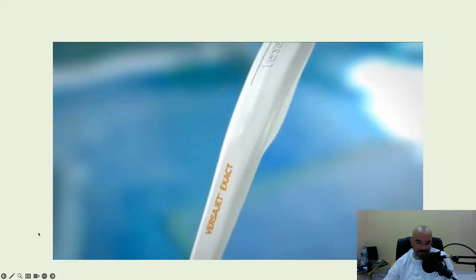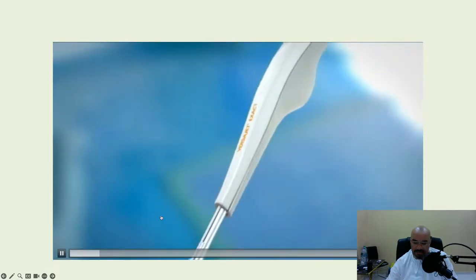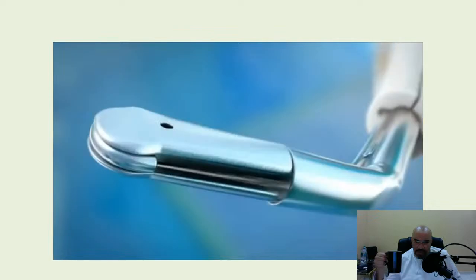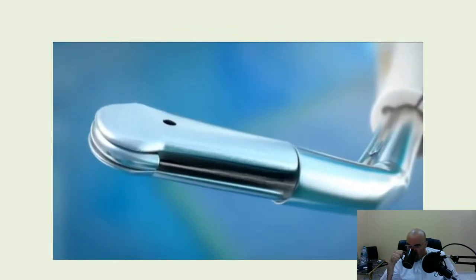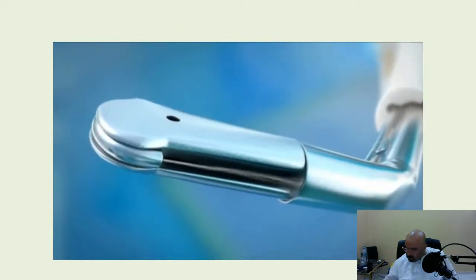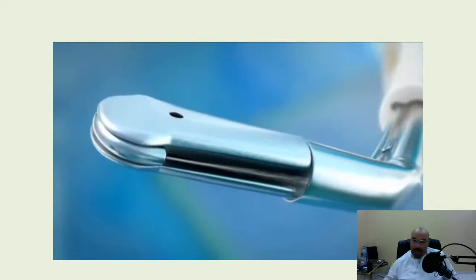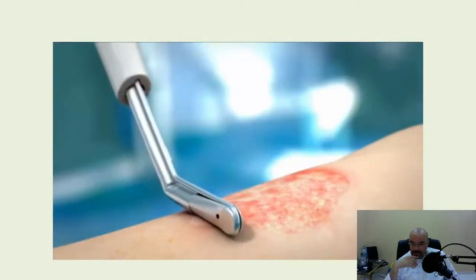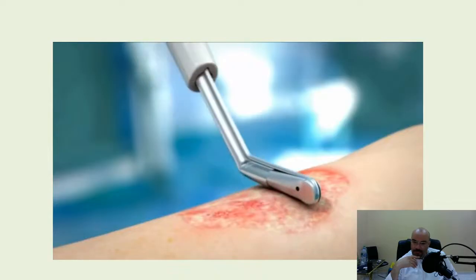VersaJet is a handheld device used for surgical debridement, in which a high-velocity stream of sterile fluid jets across the operating window and into an evacuation tube. VersaJet's Venturi effect creates a localized vacuum. This holds and cuts tissue while aspirating debris from the site.